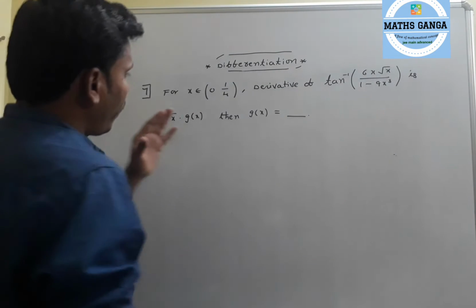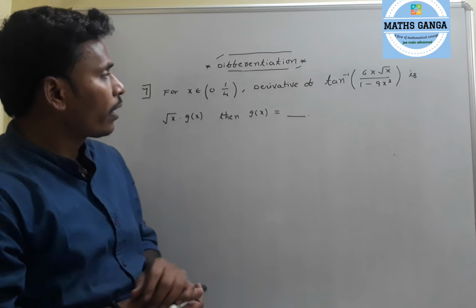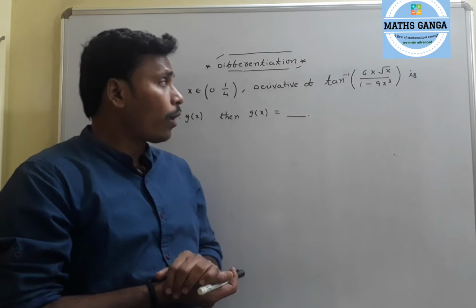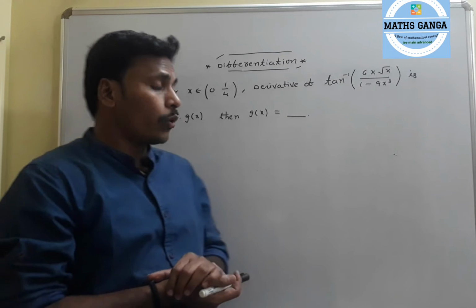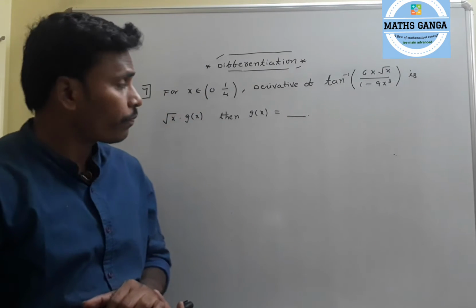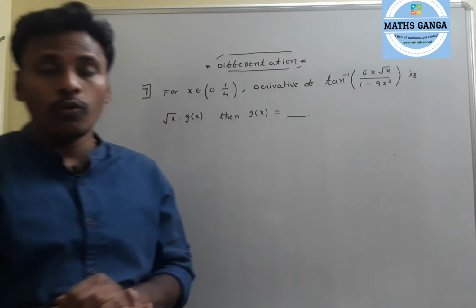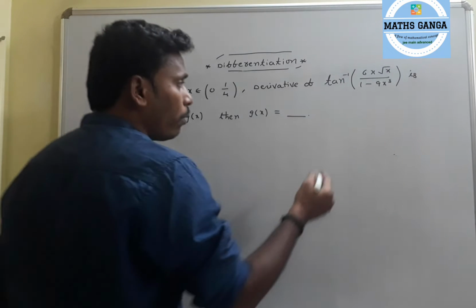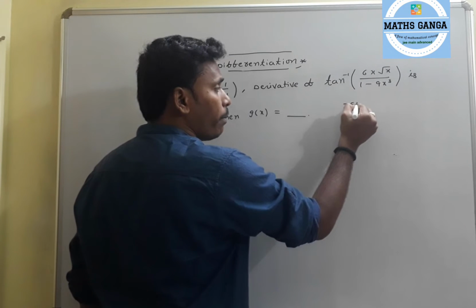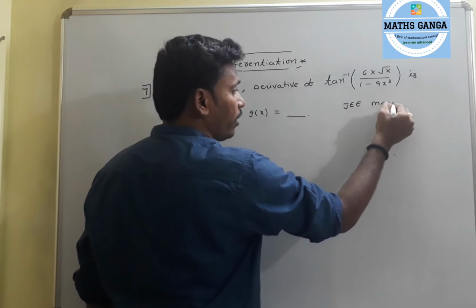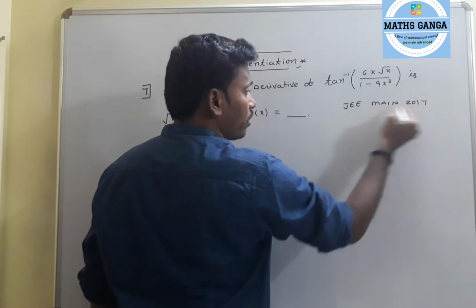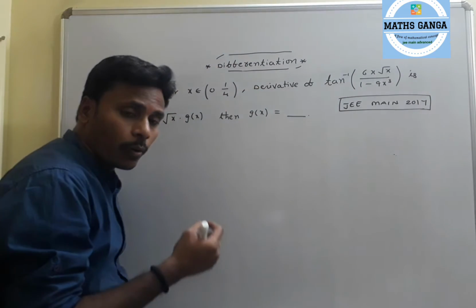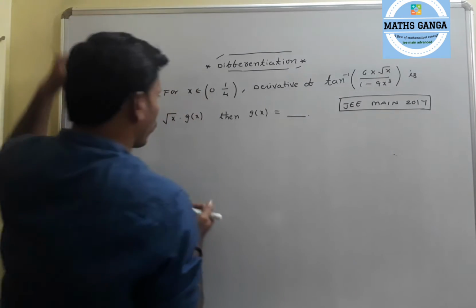Okay. For x belongs to 0 to 1 by 4, the derivative of tan inverse of 6x root x divided by 1 minus 9x cube is root x into g of x. Then g of x we need to find. And it's a problem given in JEE Main 2017, right? Previous year mains problem. As I said, the problem requires a bit of knowledge related to inverse trigonometry.